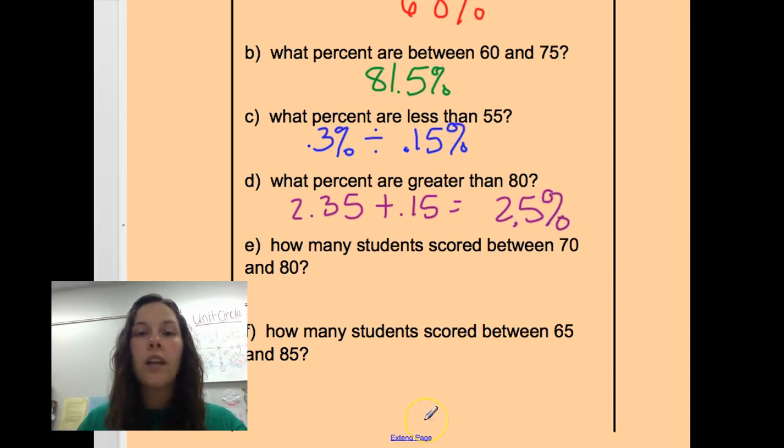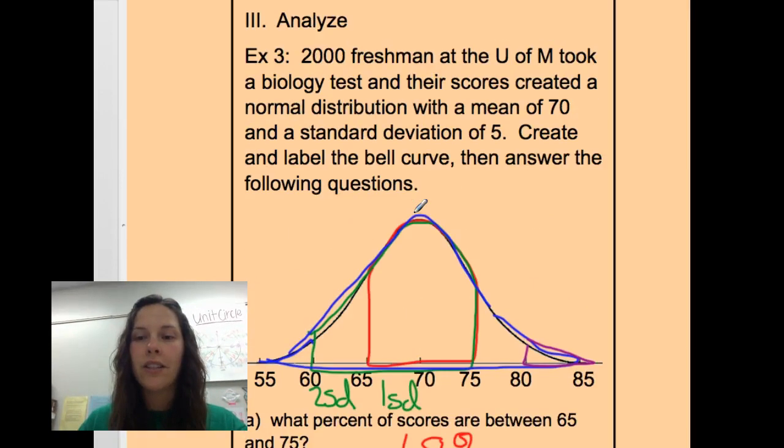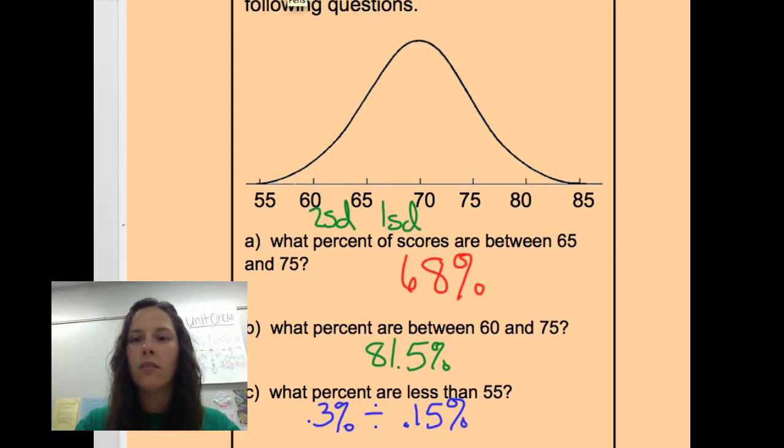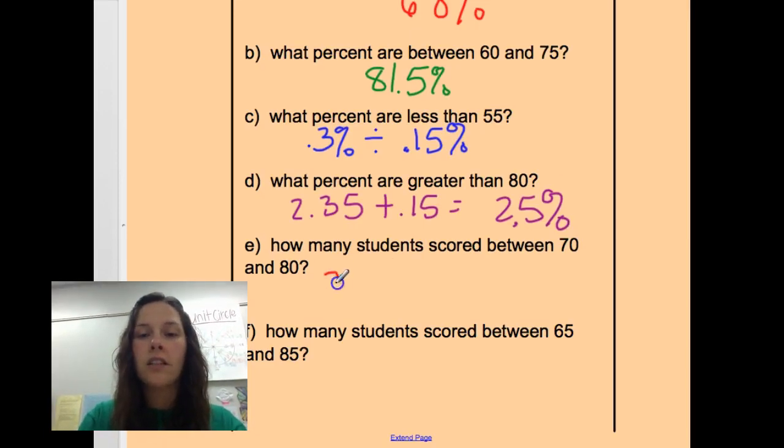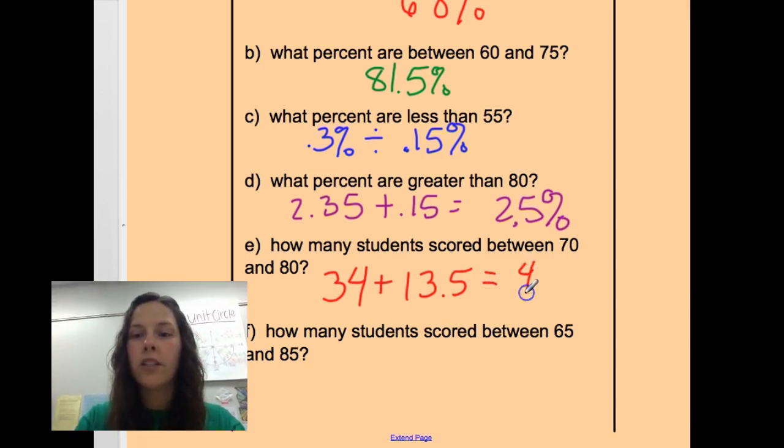The last 2 questions have to do with how many students got a certain score. So the first one we're looking at between 70 and 80. So I cleared out all of those other writings so we can see clearly between 70 and 80 we're looking at 1 and 2 standard deviations above the mean. Our first section, 1 standard deviation above the mean was 34%, plus that second section, that second standard deviation above the mean was 13.5%, for a total of 47.5%. So that's the percentage of students that scored between 70 and 80, but we need to know how many.